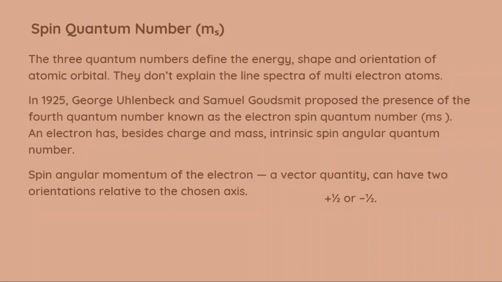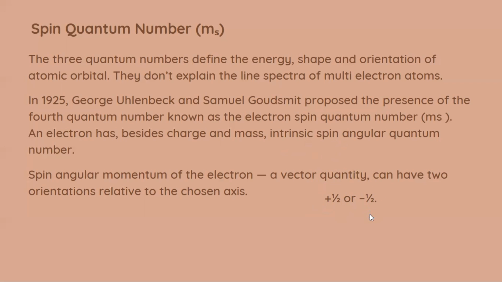The last one is the spin quantum number. The 3 quantum numbers we already have gave us the information on the energy, the shape, and the orientation, but they did not explain the line spectra of multi-electron systems. So 2 scientists, George Uhlenbeck and Samuel Goudsmit, proposed the presence of a 4th quantum number, called the spin quantum number, related to intrinsic spin angular momentum. This quantum number is a vector quantity and it can have 2 values, +1/2 or -1/2.